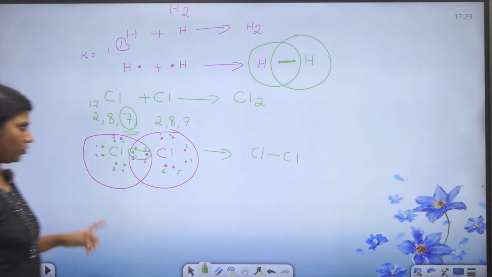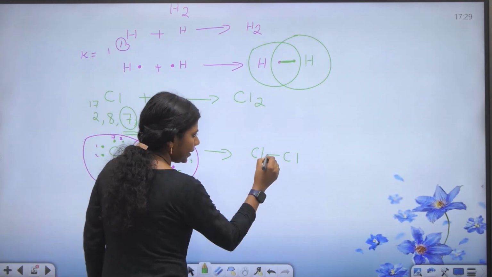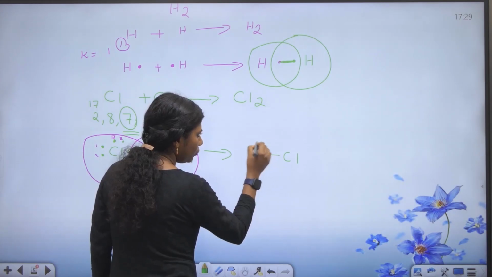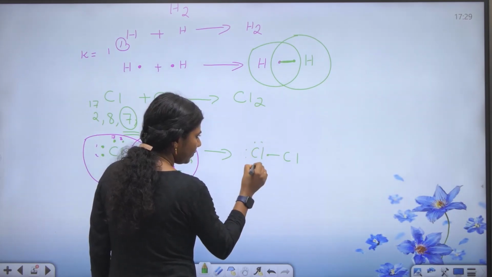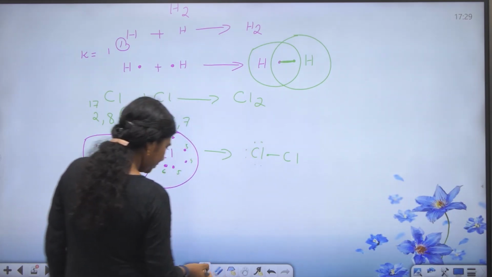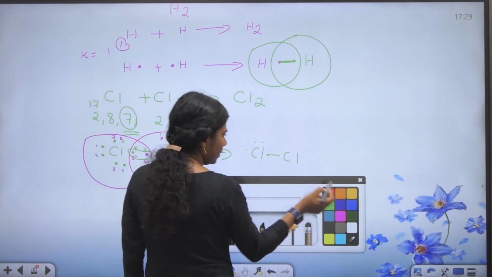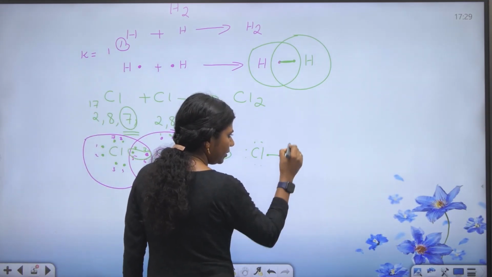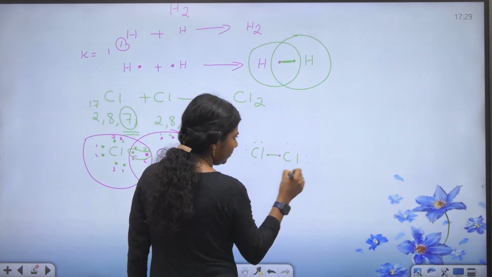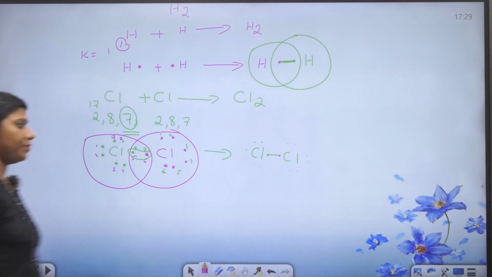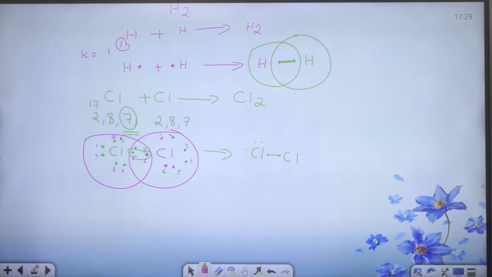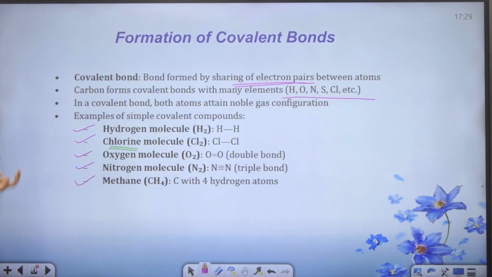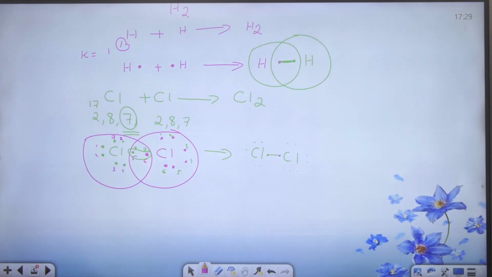This is the Cl2 molecule. Here 1, 2, 3, 4, 5, 6, 7. Okay, is it clear? Next example is the oxygen molecule, O2.